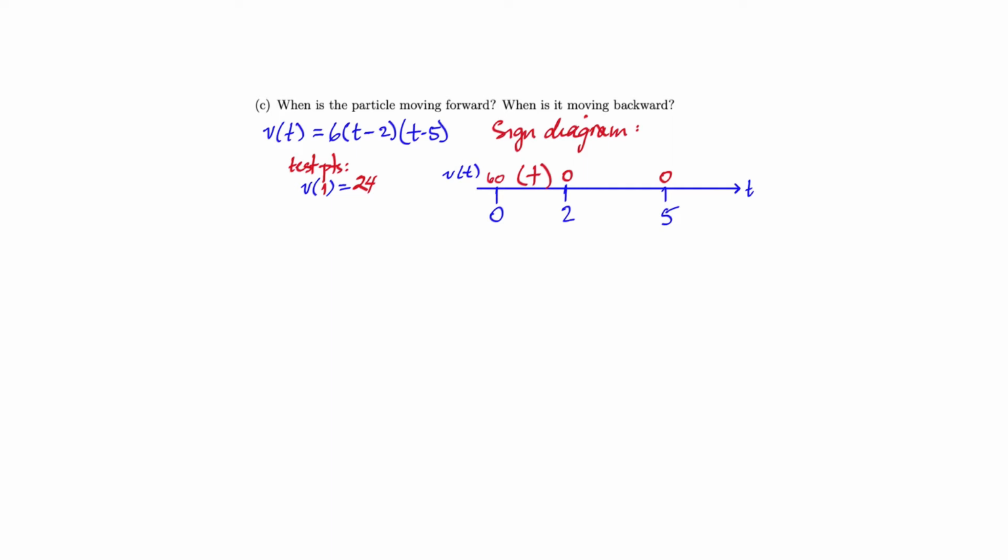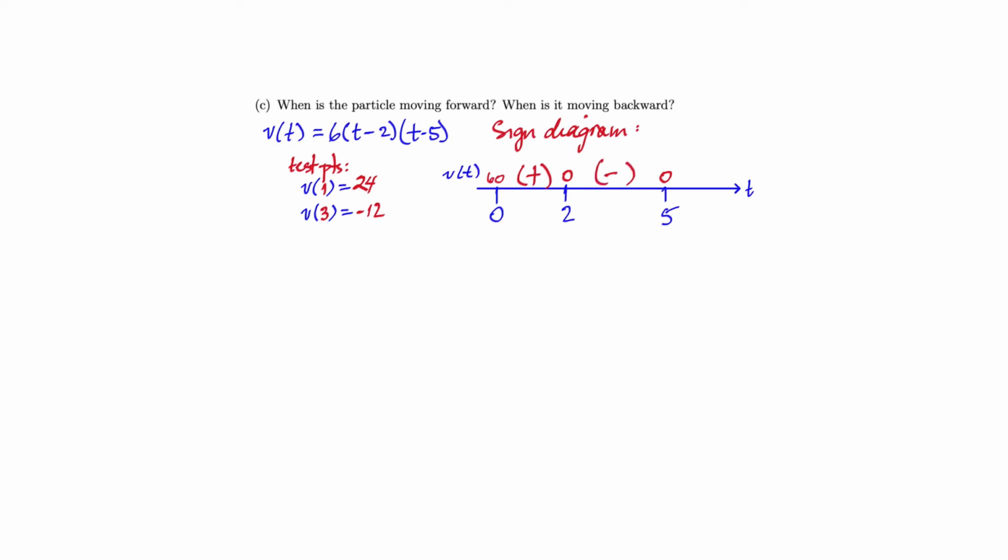All right, so now in the other interval between 2 and 5, I just have to pick one test point, so I'm going to plug in 3. When I plug in 3 for t in the velocity, I get 6 times (3 minus 2) times (3 minus 5), which is 6 times 1 times negative 2, which is negative 12. So the velocity is negative at t equals 3, so it has to be negative on the whole interval between 2 and 5. So I'm putting a minus sign there.